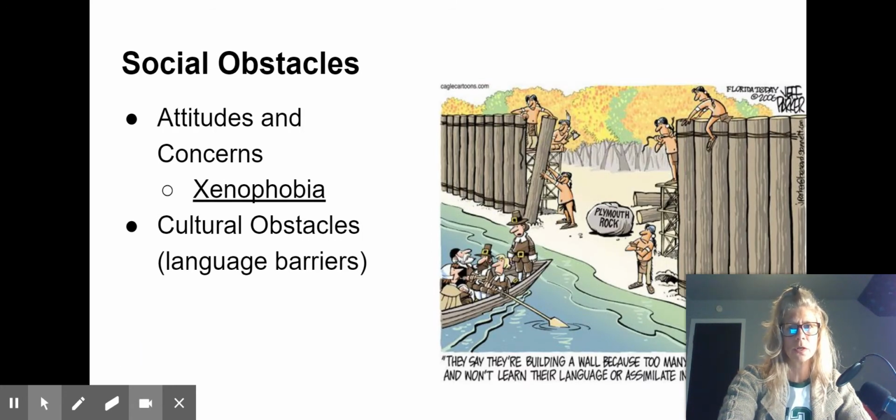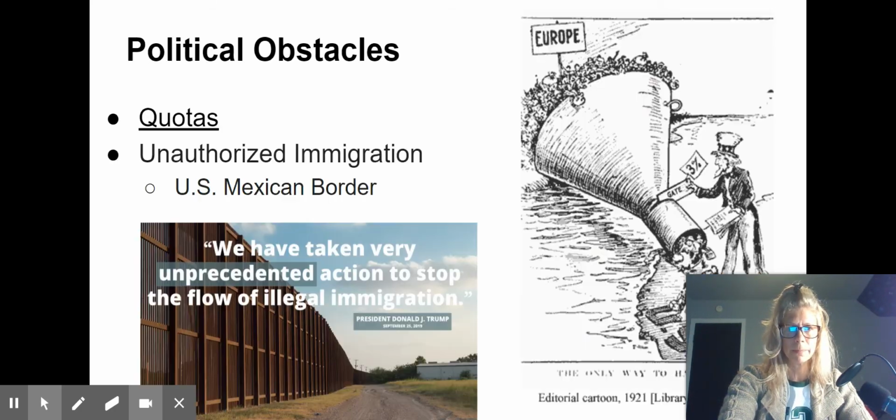Social obstacles are going to revolve more around attitudes and concerns. So we have this word here again, xenophobia, which is a fear of people of different culture. Cultural obstacles can also go beyond just attitudes. They can also serve as barriers. So if you're going into a new country with a language that you do not speak, that is going to be a barrier. This can also occur with any kind of cultural norm, including religion.